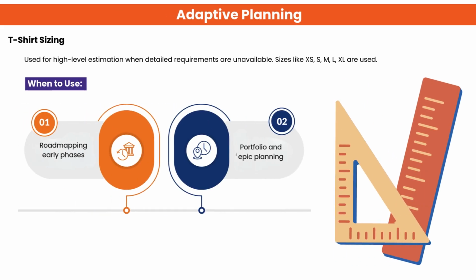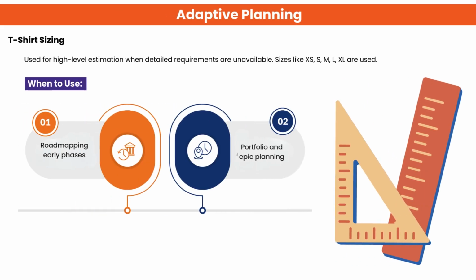T-shirt sizing is a high-level estimation method used when requirements aren't fully defined. Uses sizes like XS, S, M, L, XL instead of numbers. Commonly used in early road mapping and large-scale planning such as portfolios or epics.